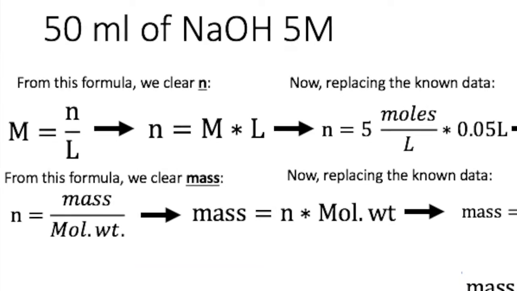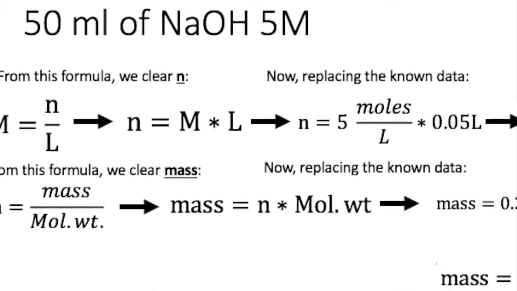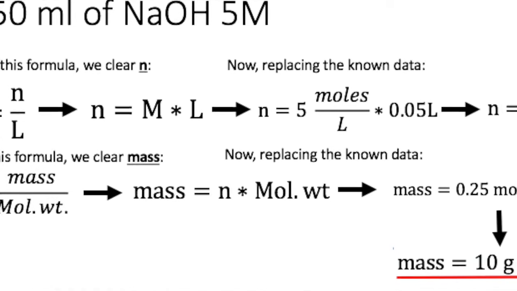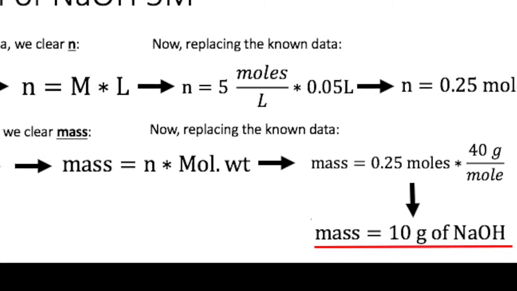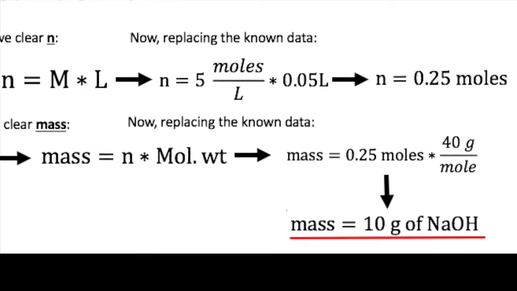A 50 ml sodium hydroxide 5 molarity solution was made from the molarity formula, clearing for the number of moles and then replacing with known data and calculating. Later, from the number of moles formula, clearing for mass and then replacing with known data and calculating. 10 grams of sodium hydroxide is the mass to be weighed.